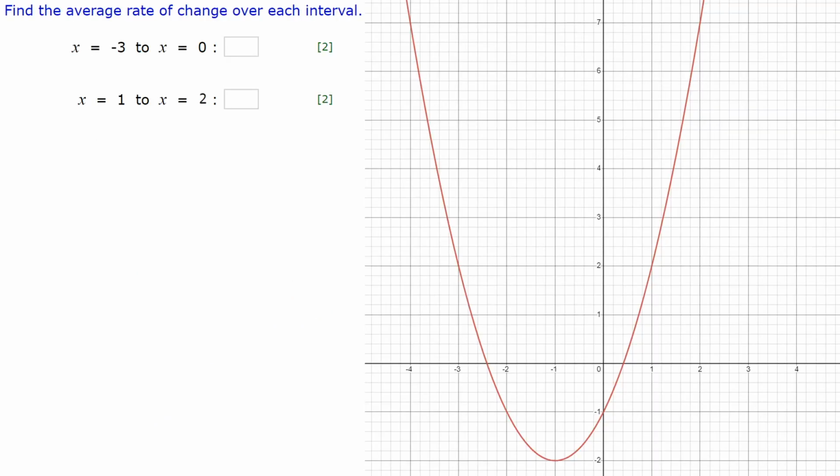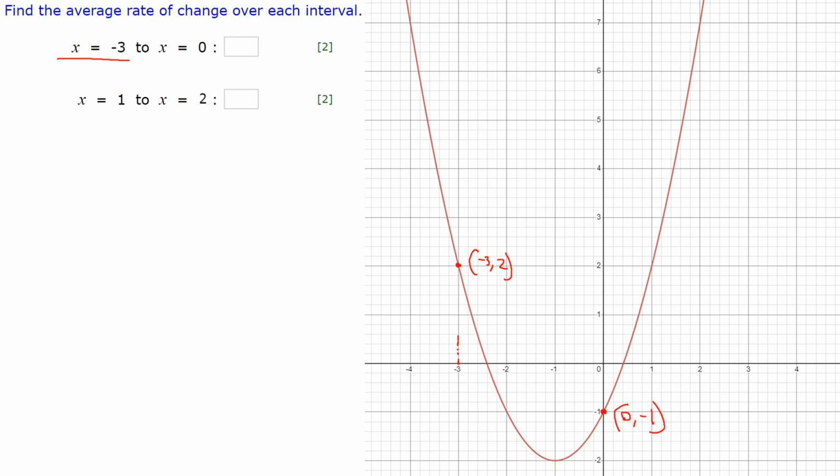For the first example, we're told, calculate the average rate of change over the interval x equals -3 to x equals 0, and then 1 to 2. Okay, first and foremost, let's write it out. So x equals -3, that is here. So therefore it's this point here, (-3, 2). And when x equals 0, that's going to be here, and the point is (0, -1).